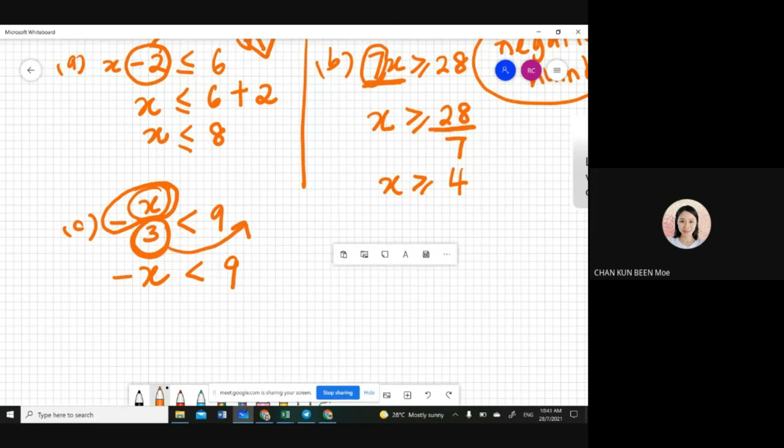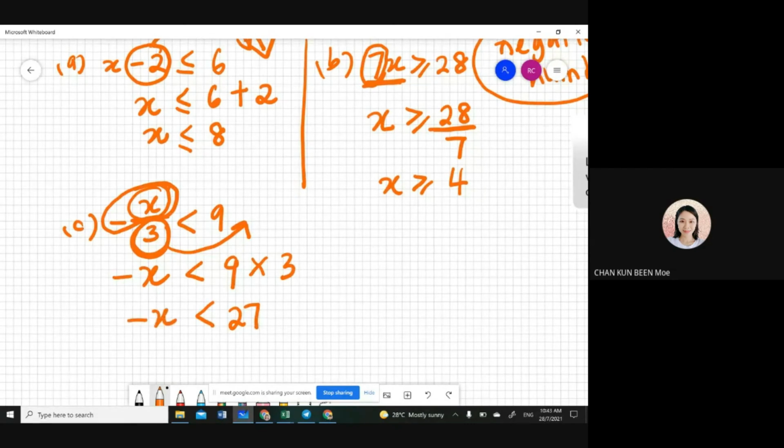So the 3, if I want to move it over, it becomes multiply by 3. Why? Because this is divided by 3. Negative x over 3 means negative x divided by 3. So if I move it, the opposite of division is multiplication. Sorry, 9 times 3 is 27. Okay, negative x is 27.